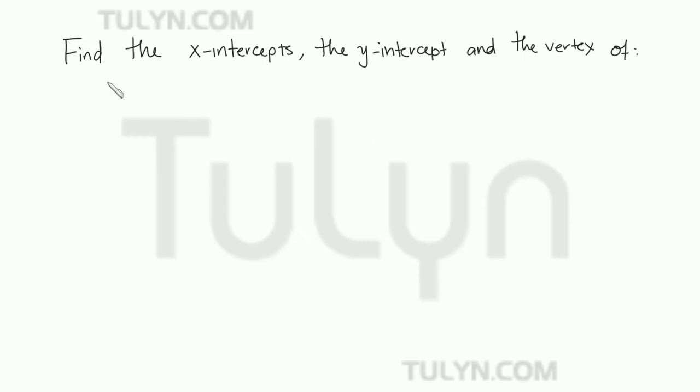So say I want you to find the x-intercepts, the y-intercept, and the vertex of the parabola, which is given by this equation. y is equal to x squared minus 2x minus 3. So first, let's start with the x-intercepts.